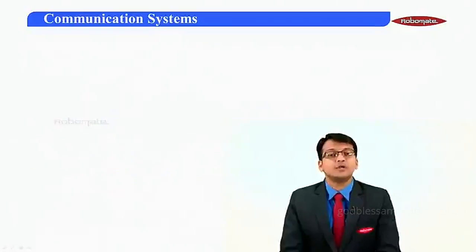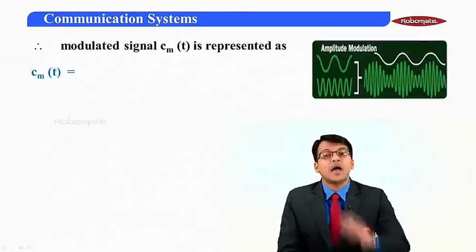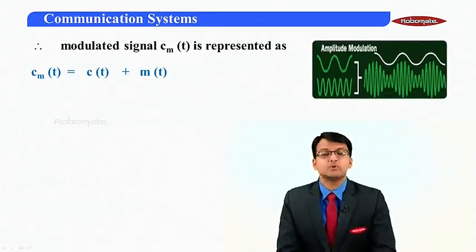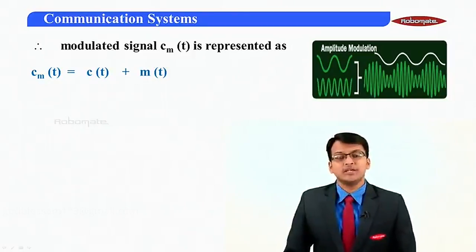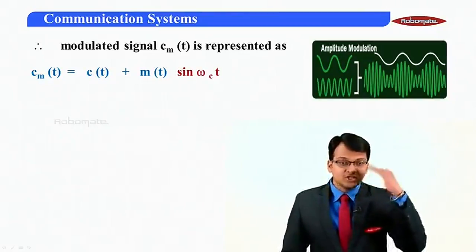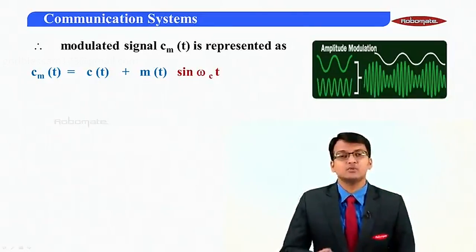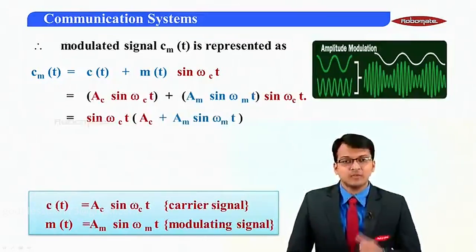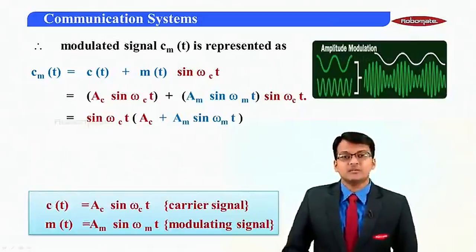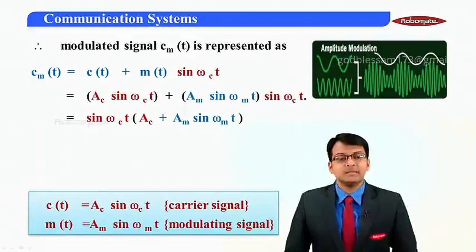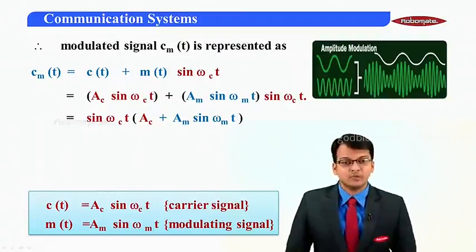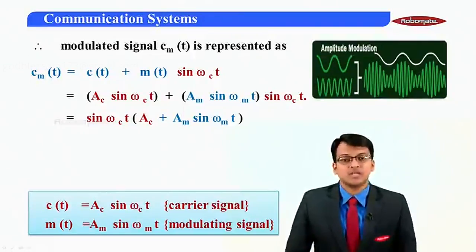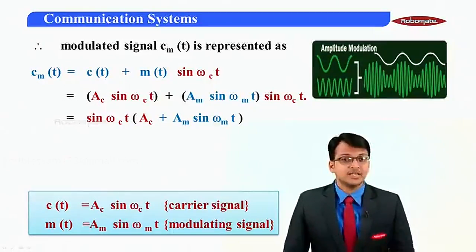Now in amplitude modulation, I'm supposed to vary the amplitude of your carrier signal with respect to your information signal. So I add the carrier to your modulating signal, and the variation has to be with respect to your carrier signal. Hence I'm supposed to multiply by sine of omega c t. We know that c of t is Ac sine of omega c t, and m of t is Am sine of omega m t. When I multiply this, I can take sine omega c t common. From the first bracket I have Ac, and the second bracket remains Am sine of omega m t.